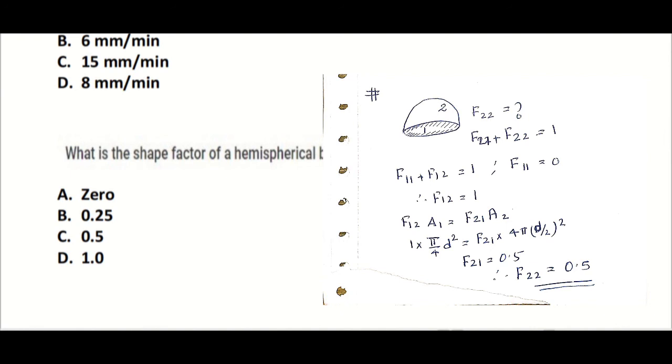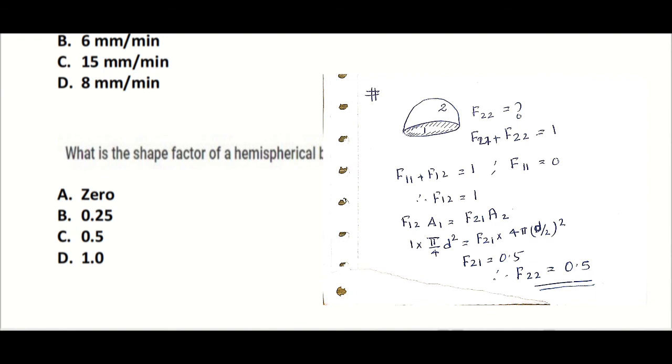First, we know that F21 plus F22 will be equal to 1. Okay, and F11 plus F12 is also equal to 1. Because of the flat surface, the shape factor of the flat surface with respect to itself is 0. That is, F11 is equal to 0. From that we will get F12 equal to 1.